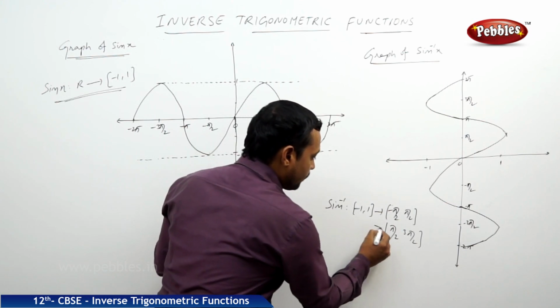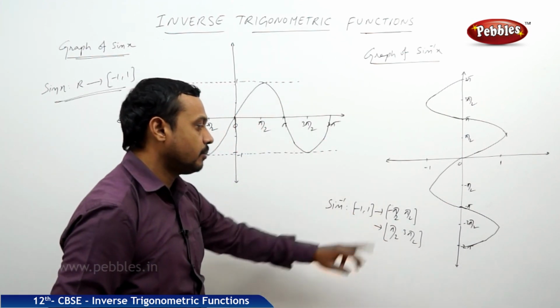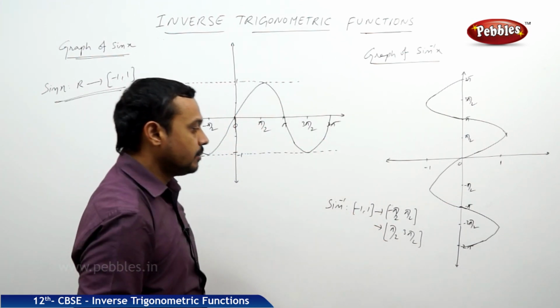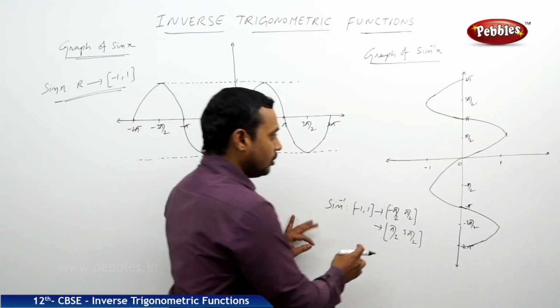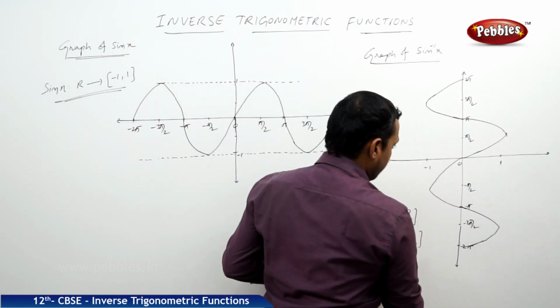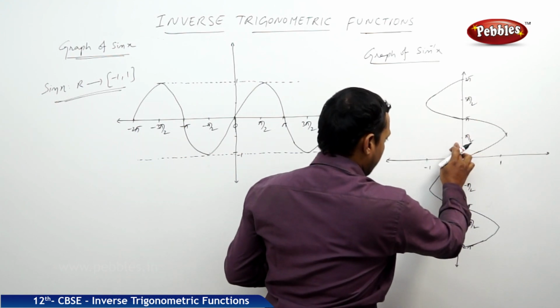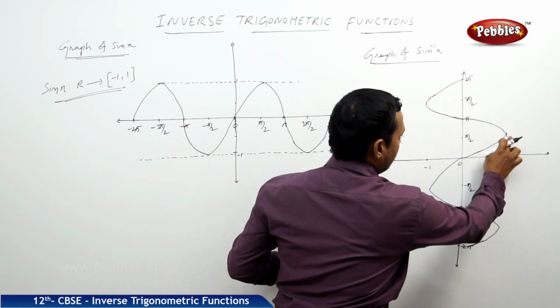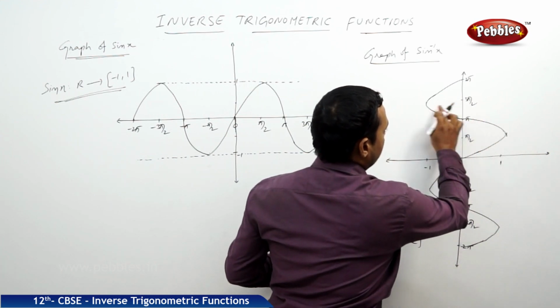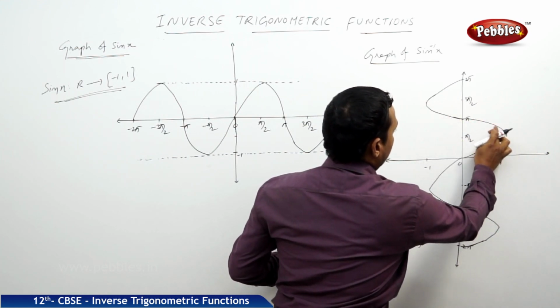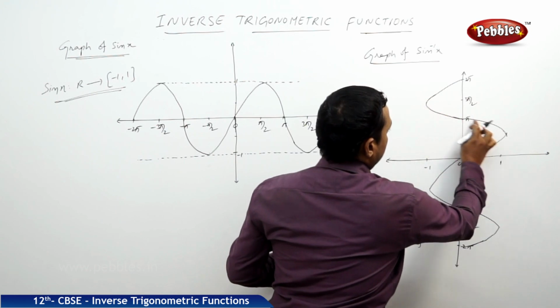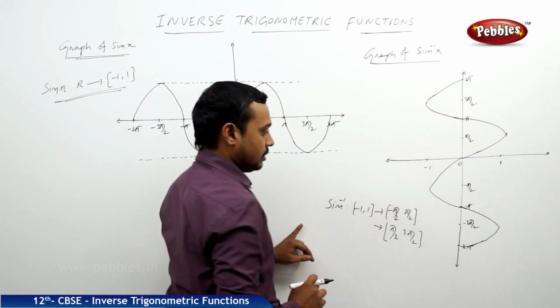Now also this inverse function is defined from -1 to 1 to the same interval, pi by 2 to 3 pi by 2. Look here, in the interval pi by 2 to 3 pi by 2, at pi by 2 the value is 1 and at 3 pi by 2 the value is -1. So here also the graph is a one-one and onto bijection.